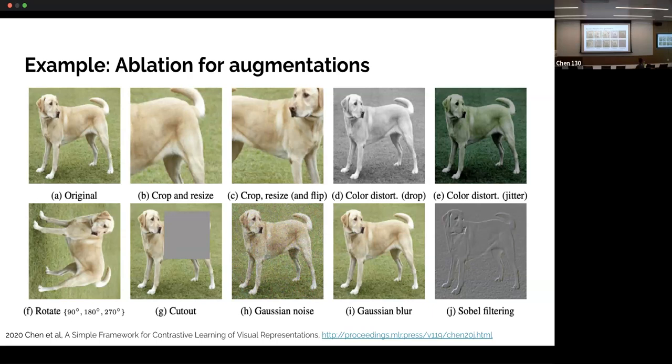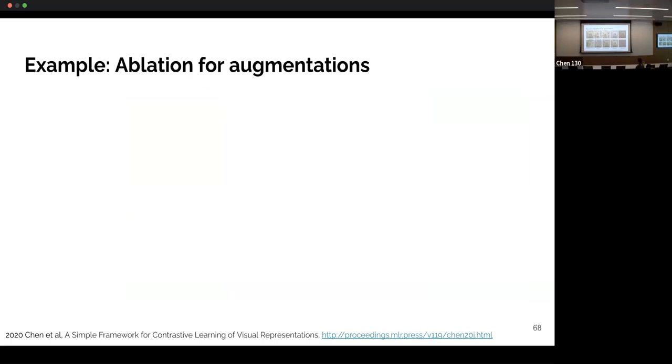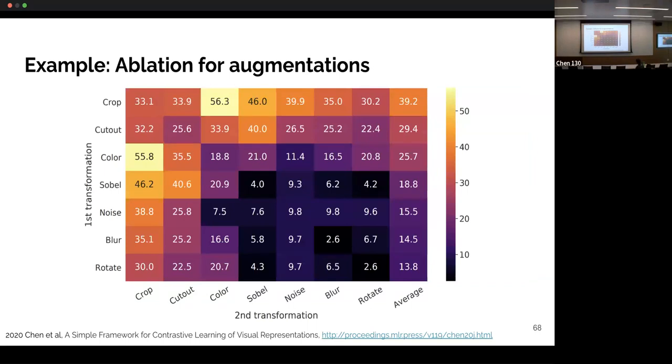So they tried out a bunch of different augmentations, and then they did this ablation study where they test for each. The rows are the first augmentation, the columns are the second transformation, and the diagonal is just using a single transformation. And the colors are top one accuracy on ImageNet. So you can see that they did a very thorough job at testing whether even the order in which you apply the augmentations changes things.